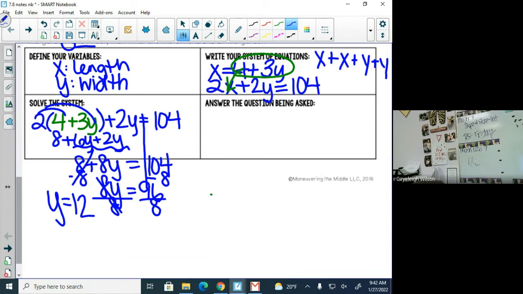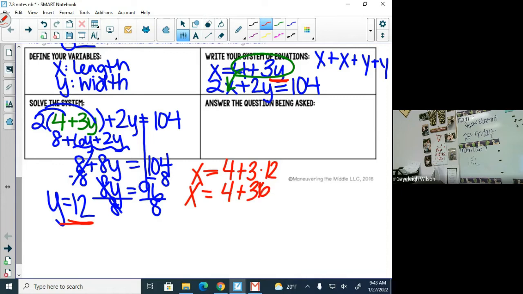I typically will pick the first one, and this one actually works out better for the first one. It's easier. So x equals 4 plus 3 times y, but we said y was 12. So that's 4 plus 36, so x equals 40.